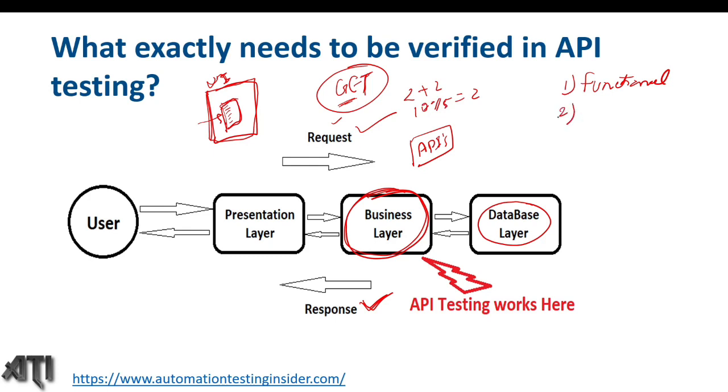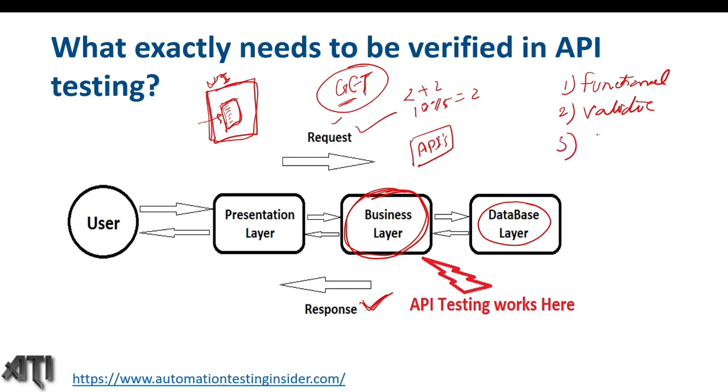Another thing we can perform using API testing is validation testing: validating the data we are sending to the server and the response we are getting, to check whether we are getting the correct data or not.